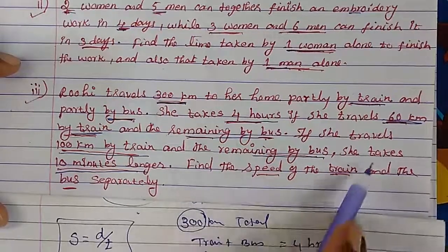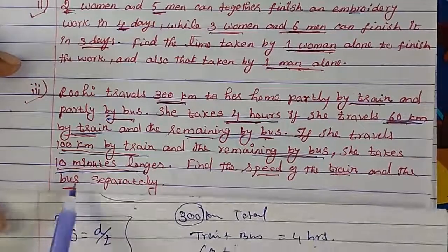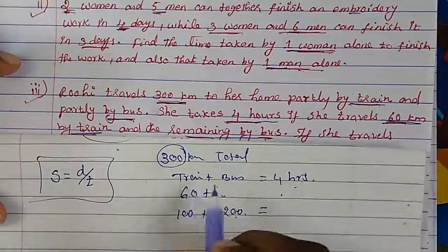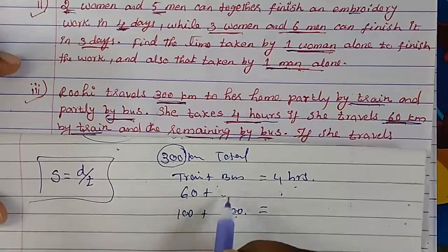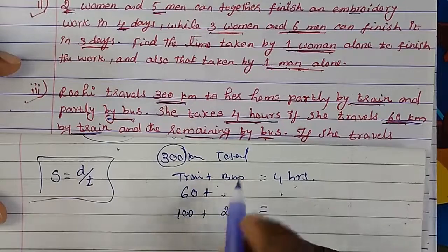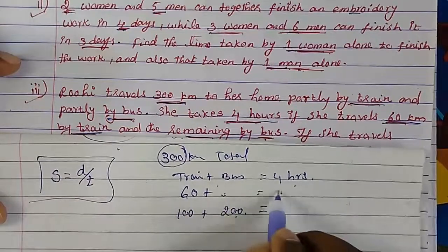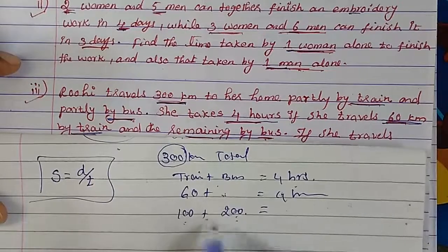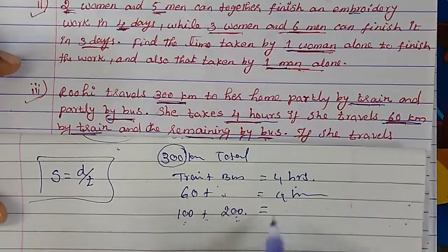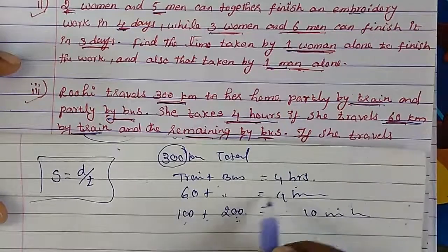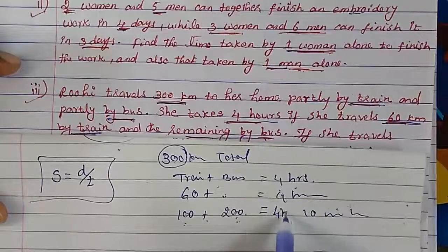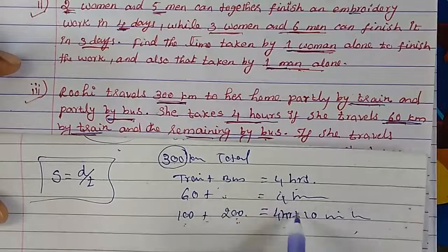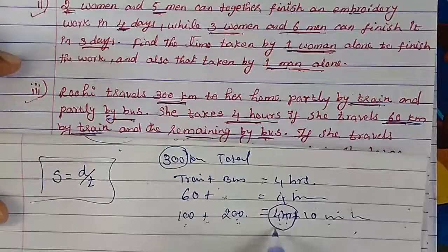Then together she takes 10 minutes longer. That means first she has taken 4 hours. See, first when she travels 60 km, the remaining by bus means 300 minus 60 you have to write. Then together she takes 4 hours. Now when 100 km plus the remaining by bus means 100 plus 200, then together she takes 10 minutes longer. 10 minutes longer means including these 4 hours plus 10 minutes longer she takes. So we have to convert this hour into minutes. Then only we can add that.